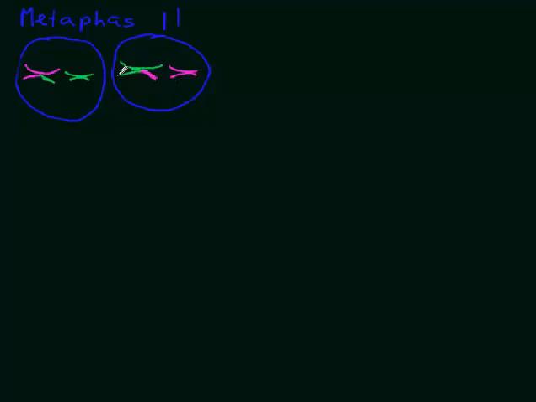Okay, so they're aligning at the equator. Again, microtubules will form, this time in this orientation, coming from our centrioles. So centriole. Okay, so microtubules forming on both of these.